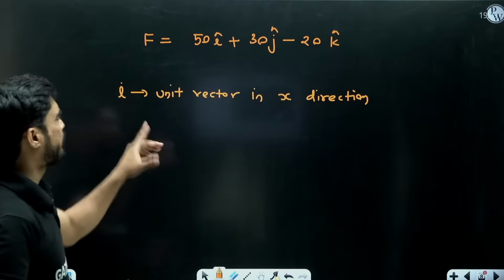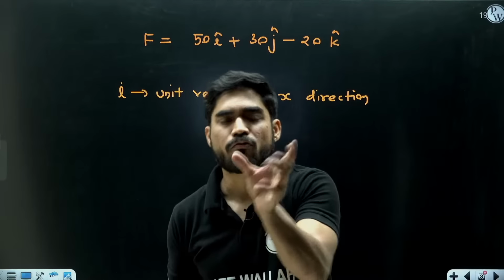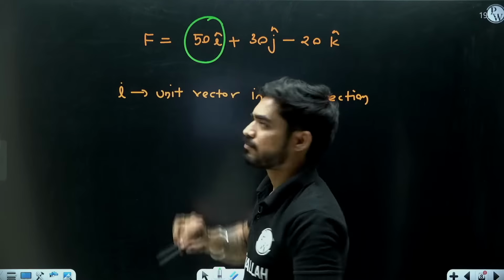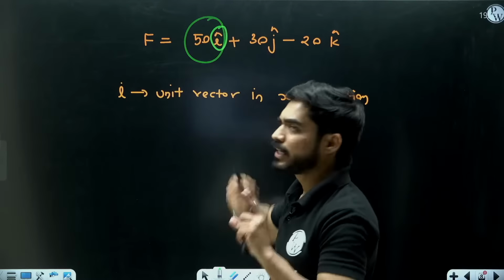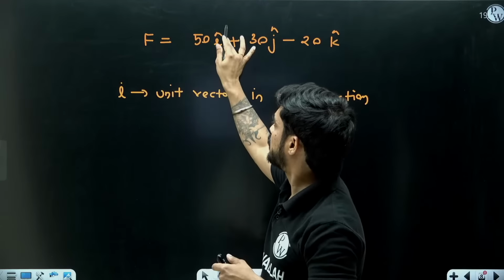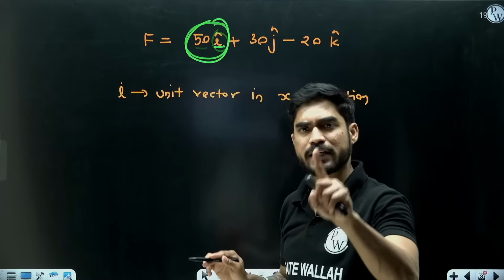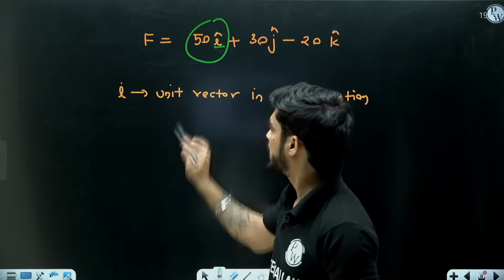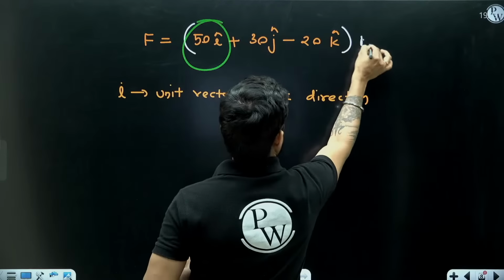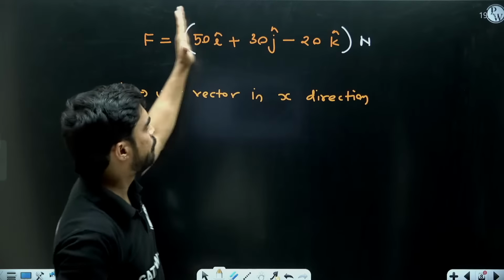Now what do we mean by unit vector? So understand, unit vector means the magnitude of this vector is 1. So if I say 50I and I is a unit vector in X direction, it means that in X direction the net force is how much? 50 into 1, 50 Newton. I is 1 Newton in X direction. So in X direction, what is the total force? 50 Newton. Let's say that this is in Newton. So I is a unit vector in X direction, means in X direction total force will be 50 Newton.